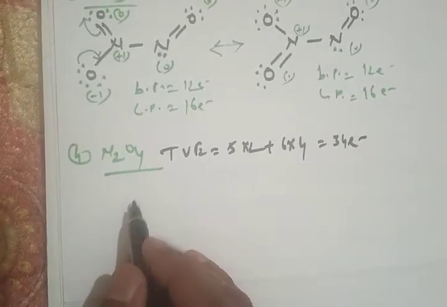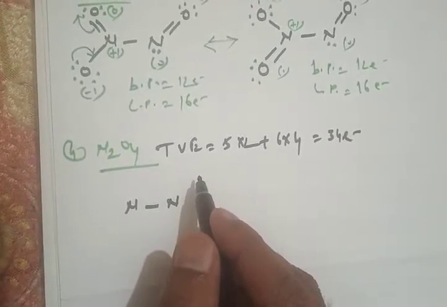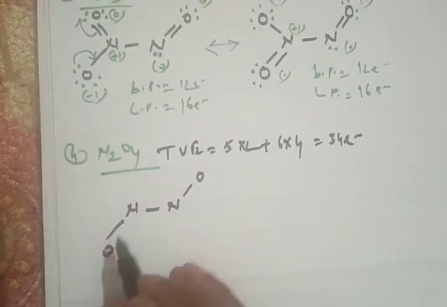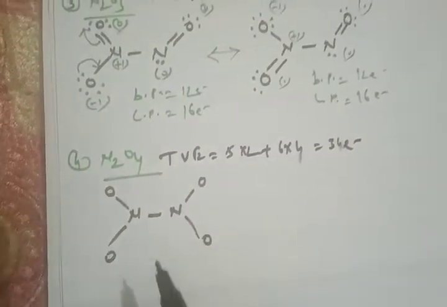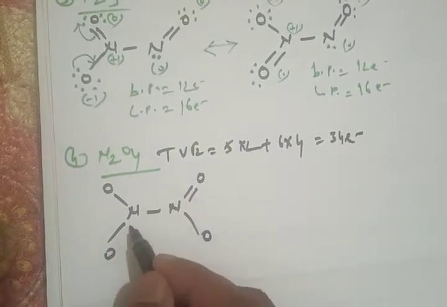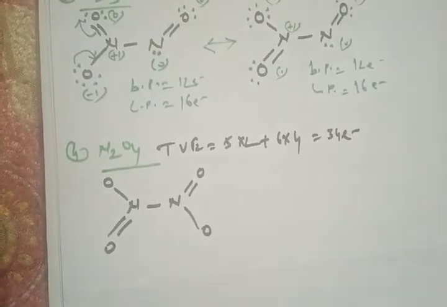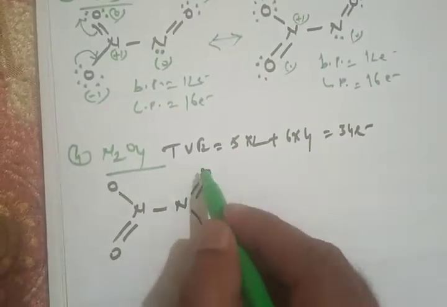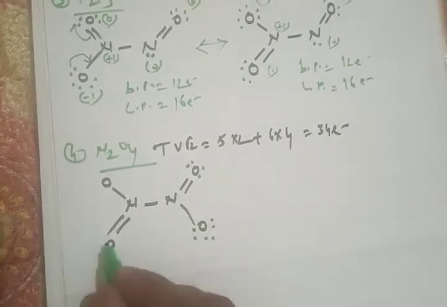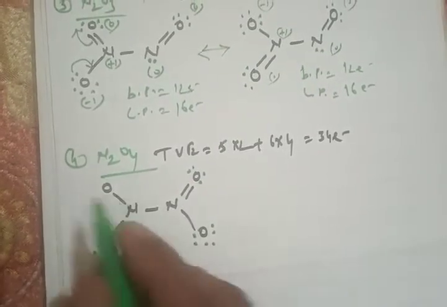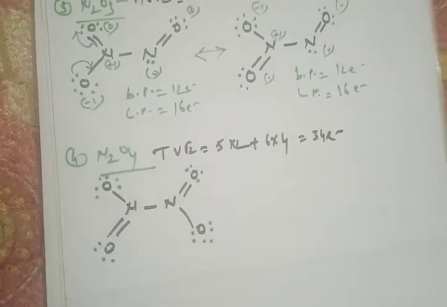So here we have 2 nitrogens, so 1 nitrogen, then another nitrogen, then we have 4 oxygens. So 4 oxygens we can put 1 2 3 and 4, and we can put 2 double bonds also, so 1 double bond here and 1 double bond here. Now let's complete the octet. So here we required 1 2 3 4, here we required 1 2 3 4 5 6, here we required 1 2 3 4, here we required 6. This octet is complete, this octet is complete.